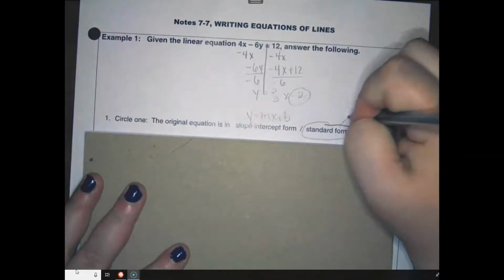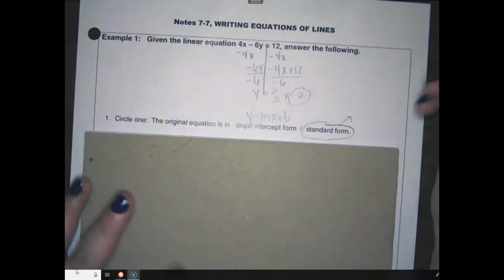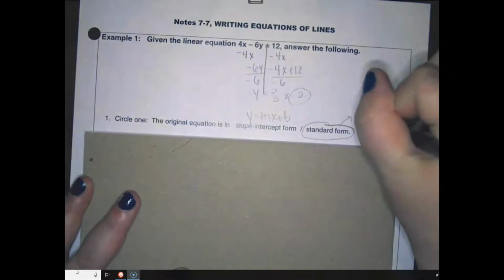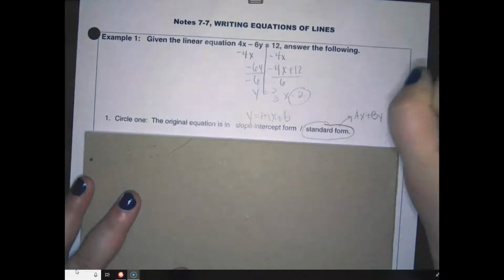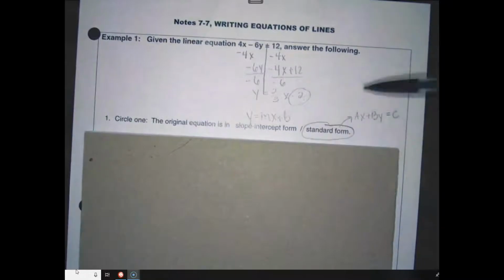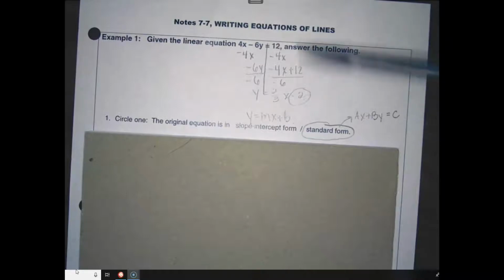We're going to make a note of what standard form looks like since we really haven't talked about it. Standard form is when it's ax plus by equals c. Ax plus by equals c. That's our standard form. Kind of makes sense. A is a coefficient, b is a coefficient, and c is the constant.